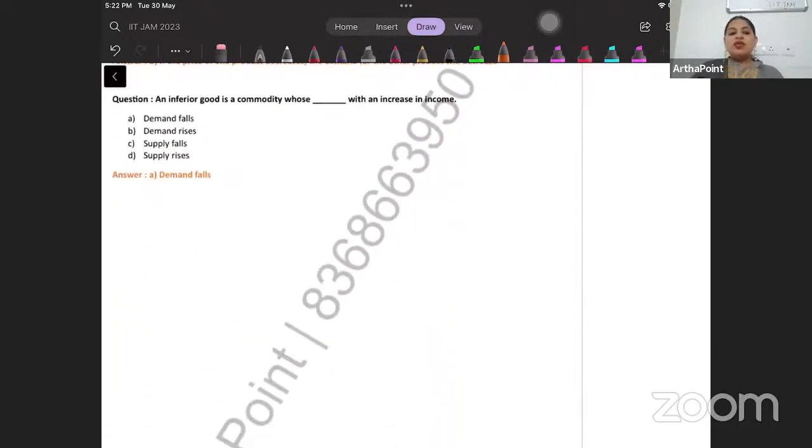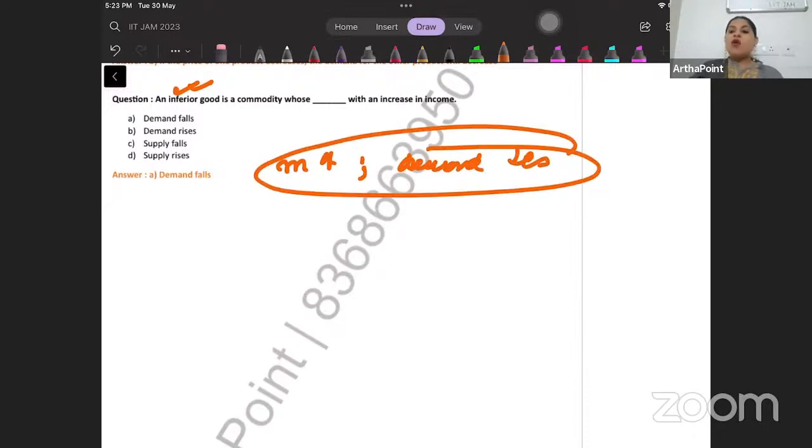An inferior good is a commodity whose dash with an increase in income. So which goods are inferior goods? When income increases, demand decreases. So they have an opposite relationship with income. Okay. So the answer to this question will be A. Demand falls with an increase in income. So the answer will be A.